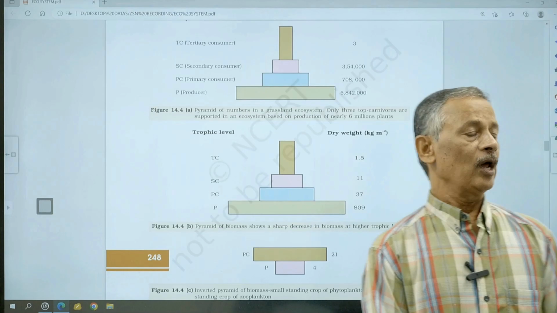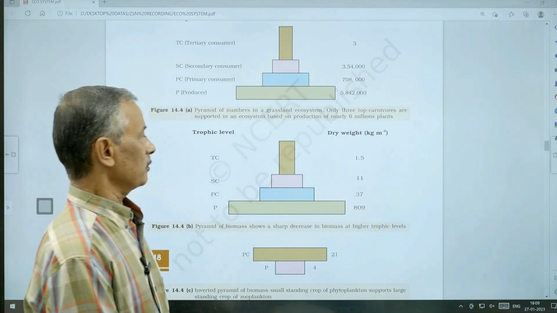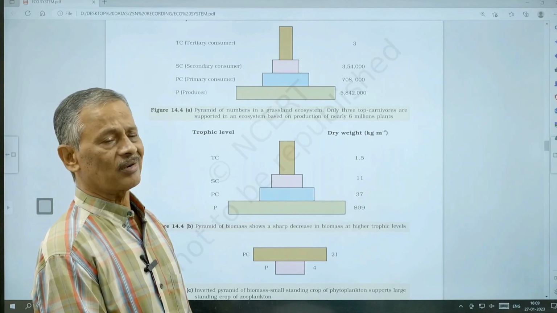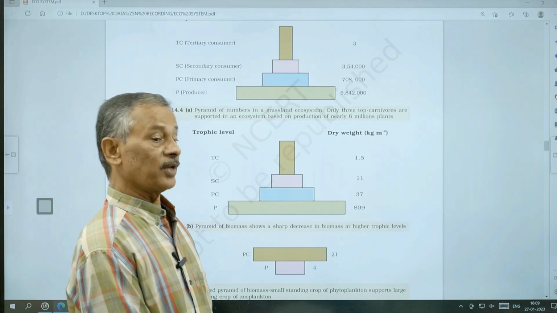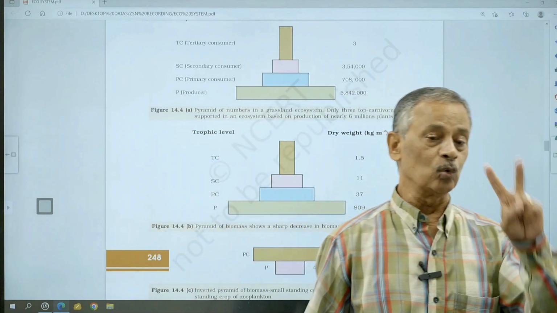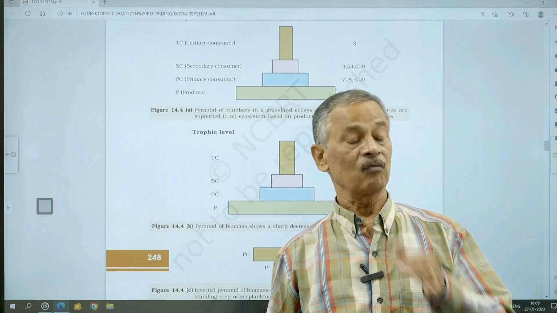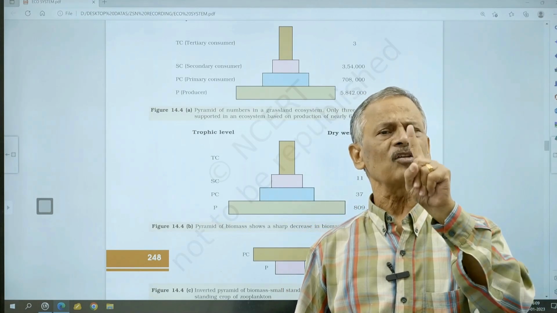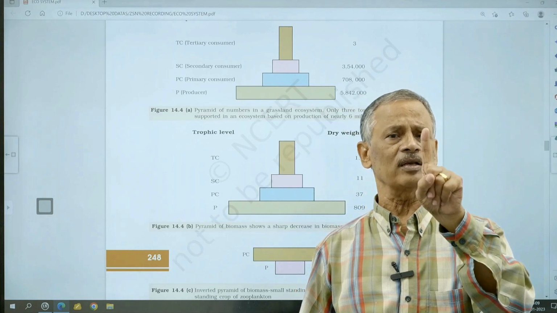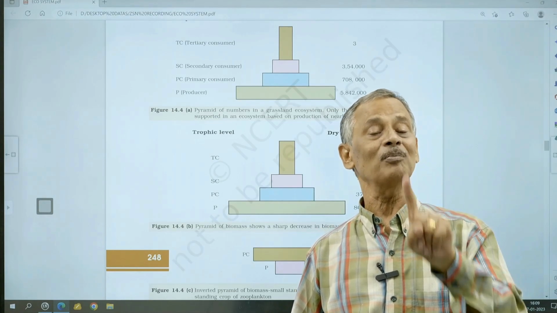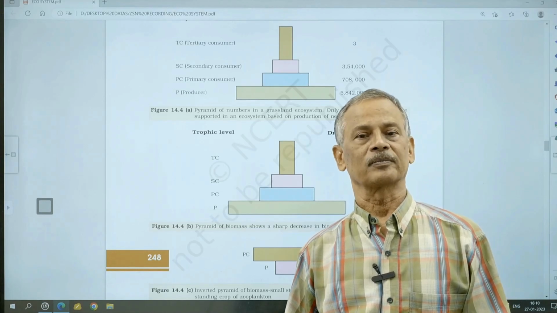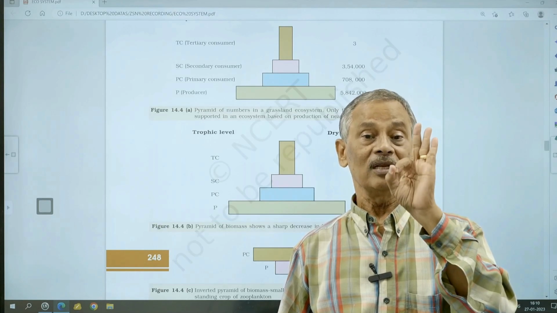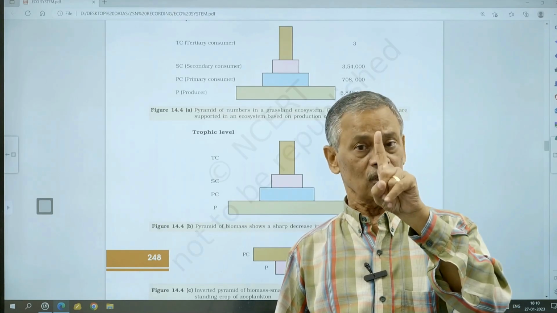Now coming to the pyramid of number. The pyramid of number will also be generally upright, but the pyramid of number can be inverted in two conditions. What are they? One, in a single tree ecosystem, you may have a big tree, a single tree, number is one. You are taking only number, the pyramid of number in each trophic level. So here, it is a single lonely tree growing in an area. So the tree is only one.